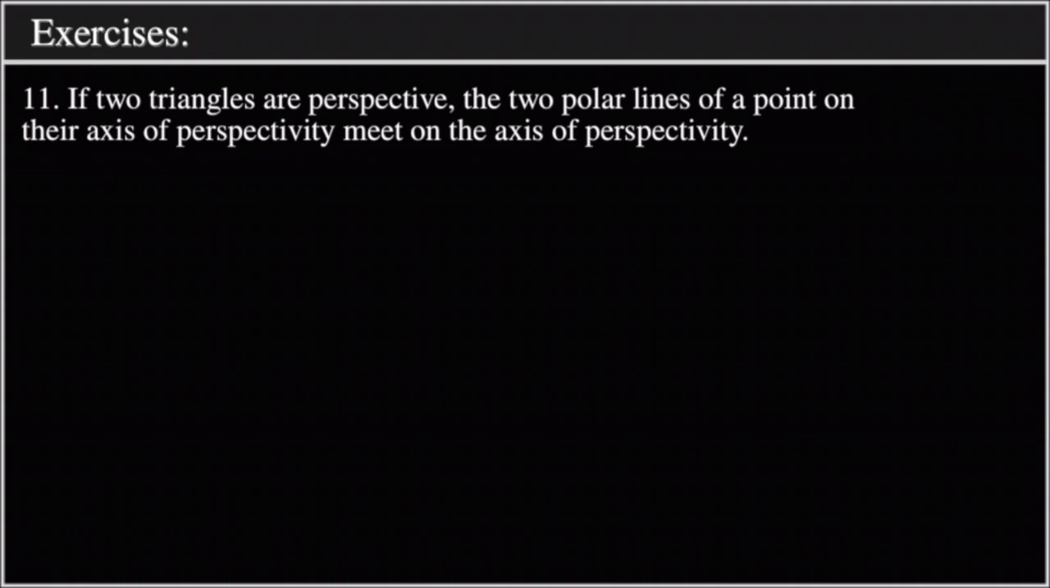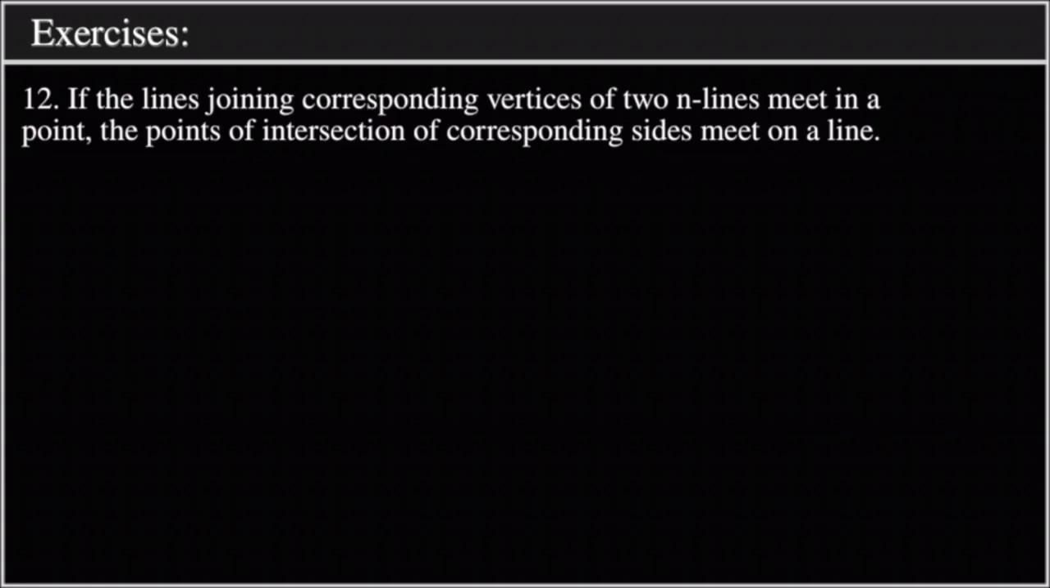11. If two triangles are perspective, the two polar lines of a point on their axis of perspectivity meet on the axis of perspectivity. 12. If the lines joining corresponding vertices of two n-lines meet in a point, the points of intersection of corresponding sides meet on a line.